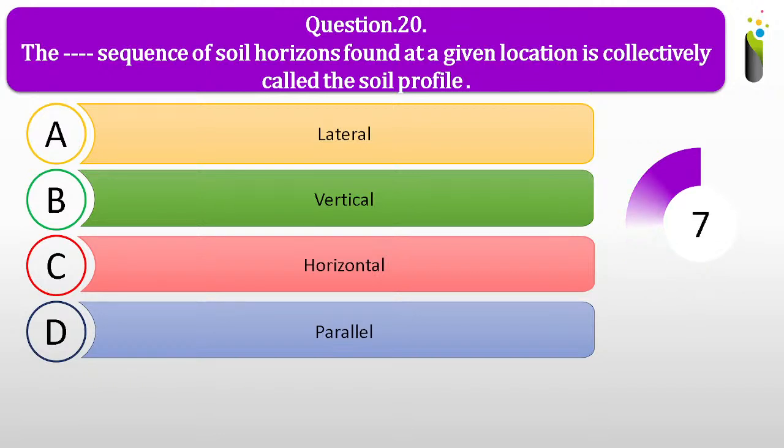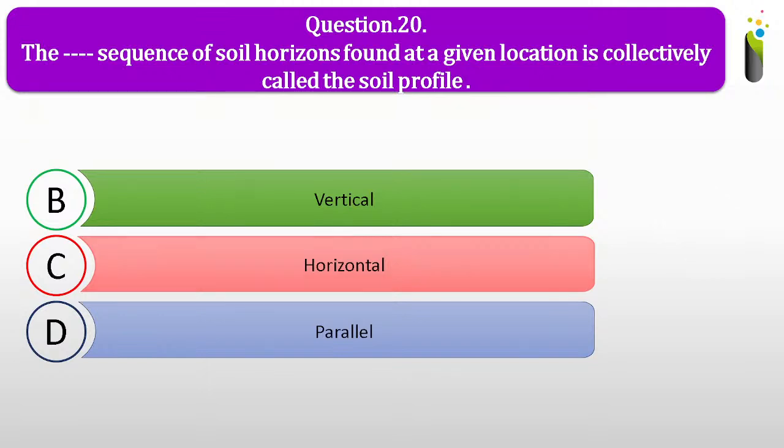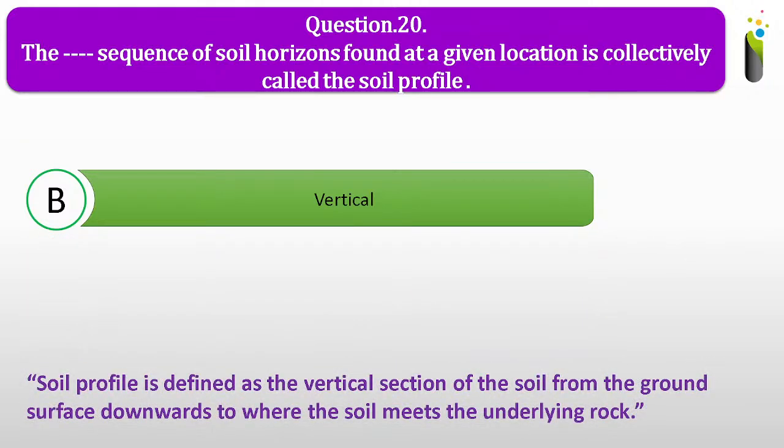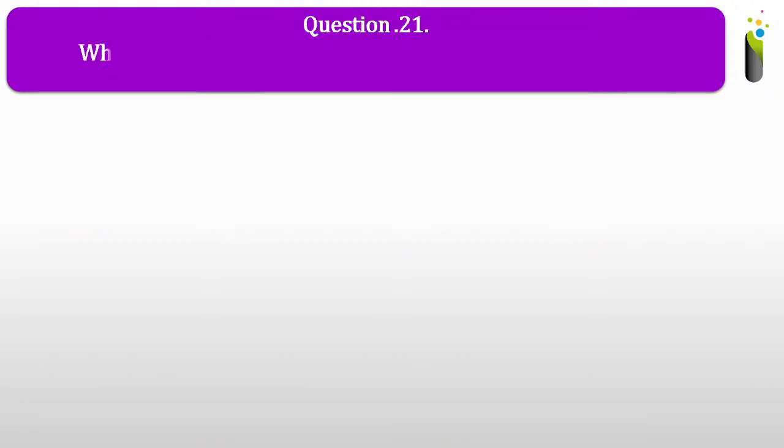And the correct answer for this question is vertical. The vertical sequence of soil horizons found at a given location is collectively called the soil profile. In other words, the soil profile is defined as the vertical section of the soil from the ground surface downwards to where the soil meets the underlying rock. Going ahead to question number 21.